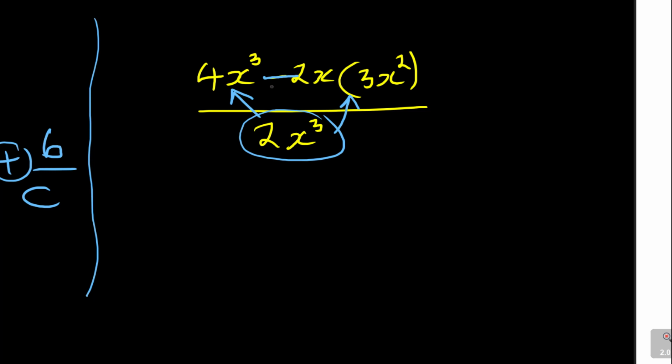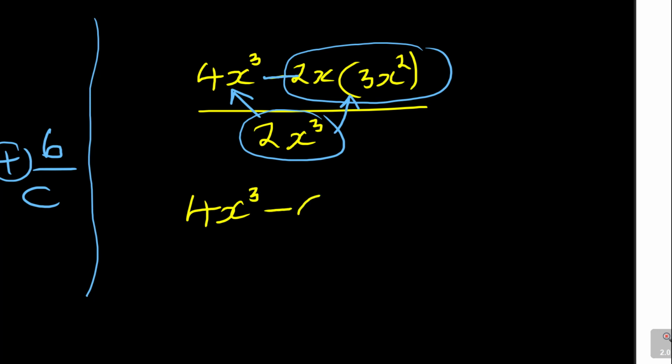So what do you do? You can first open up this bracket, so that you will have 4x cubed. Now it's minus 2 times 3, which is minus 6. 2 times 3 is 6. X times x squared: how many x are there now? It's 2 plus 1. X to the power of what? Of 3. You see? Over 2x cubed. That's what I was trying to tell you. This looks like one thing.